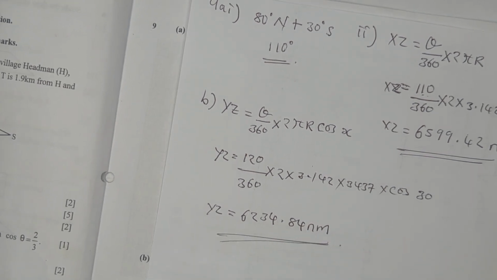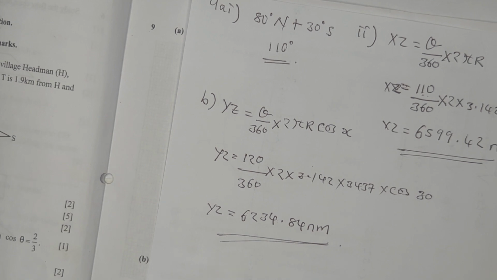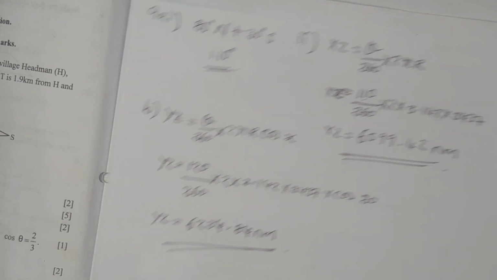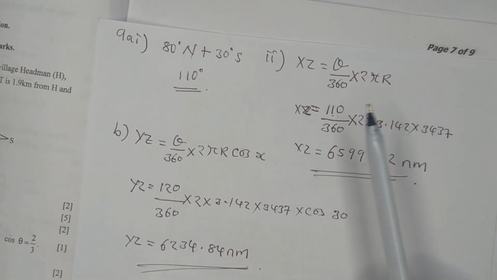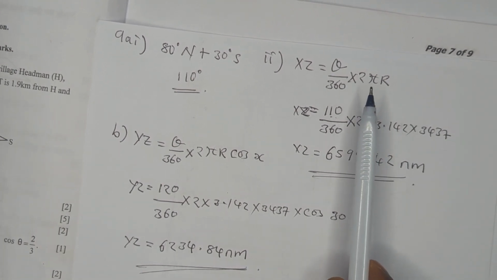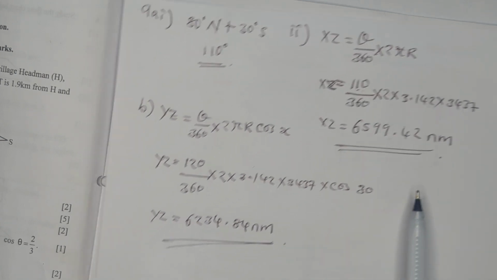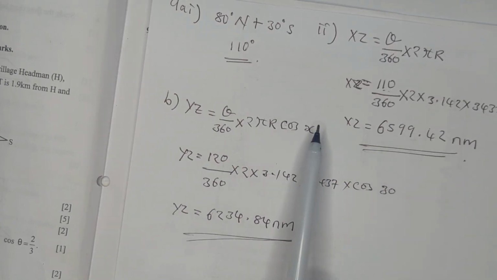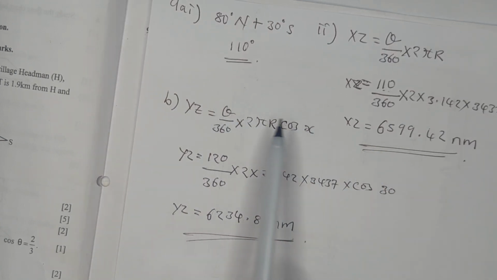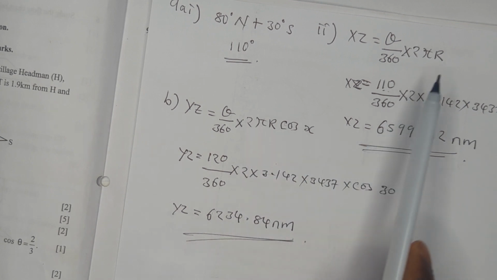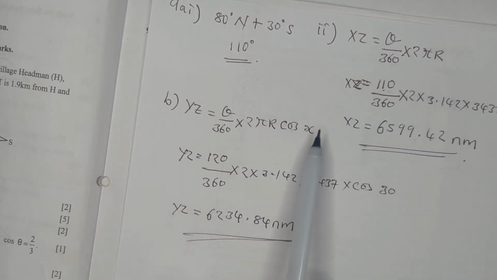So this is how we calculate questions under earth geometry. Make sure you consider that when calculating the distance on the longitude, we use this formula. On the latitude, when the points lie on the latitude, we use this formula. Here you just include the cos.